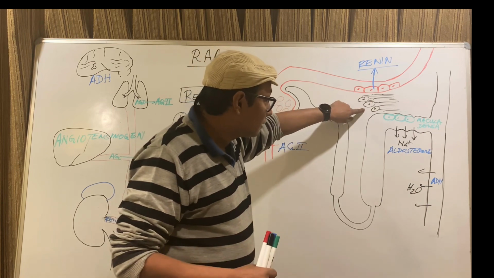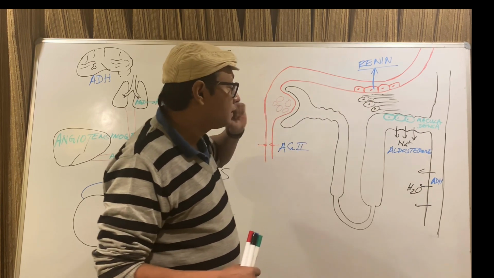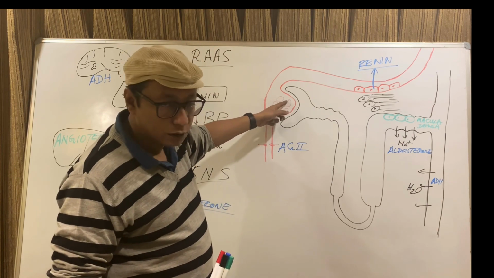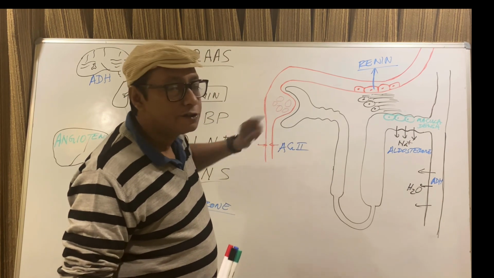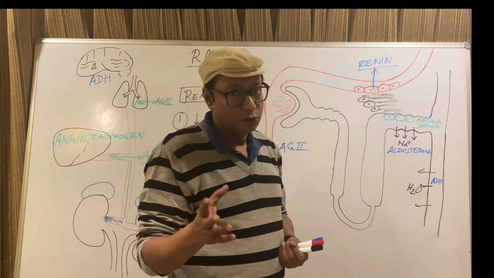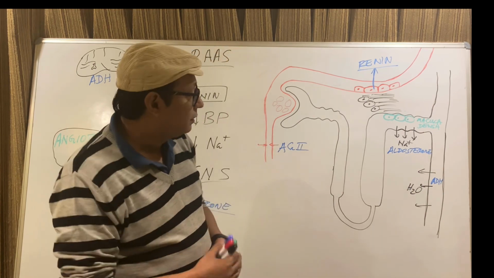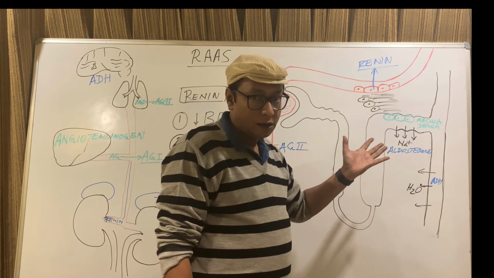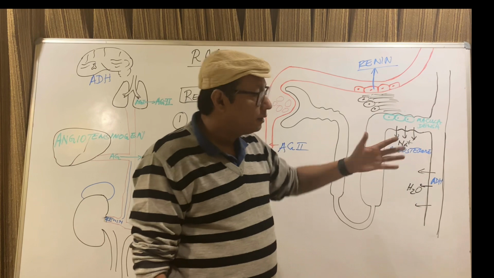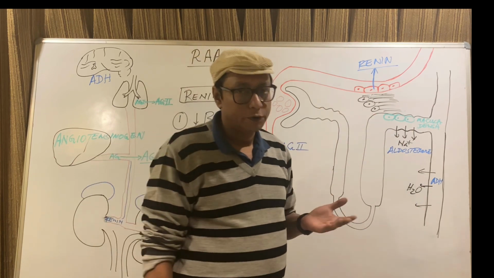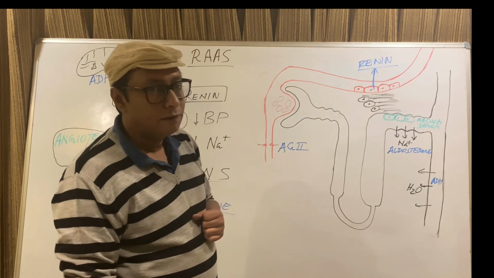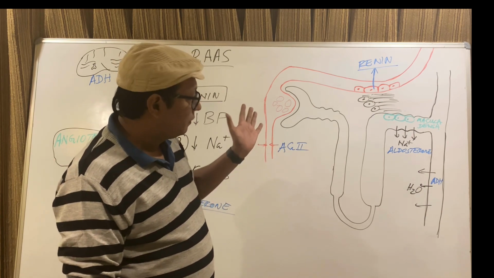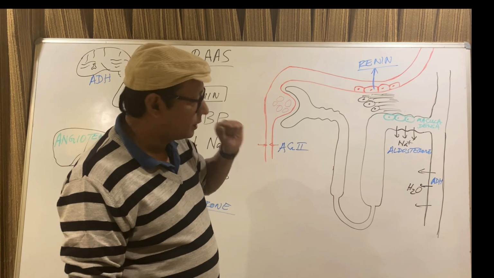Why are they extraglomerular mesangial cells? Because these mesangial cells are also present within the glomerulus, and those are called the intraglomerular mesangial cells. Though they contain renin, their role in RAAS is not there, and it's still not known why, but maybe in future we'll come to know. So this is what happens when there is a drop in blood pressure.